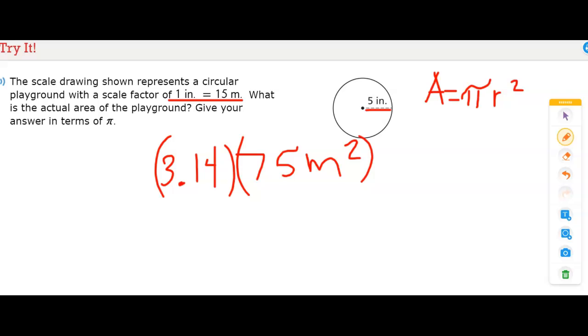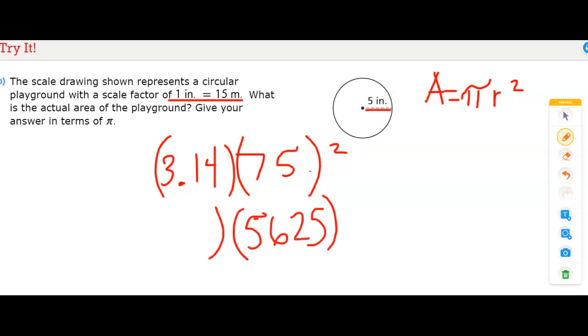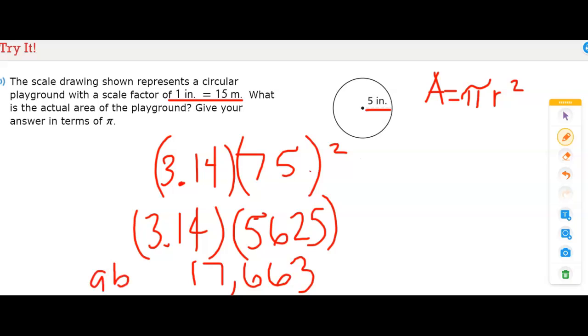Let me just erase that real quick so that I can put this inside my formula. So that's squared. First we have to do 75 squared, which is 75 times 75, and that equals 5,625. Now we're going to multiply that by 3.14, and we get 17,663. That's going to be an approximation because pi is not exact. I round it to the nearest ones place because it gave me a decimal, but I wanted a whole number. So it's 17,663 meters squared.